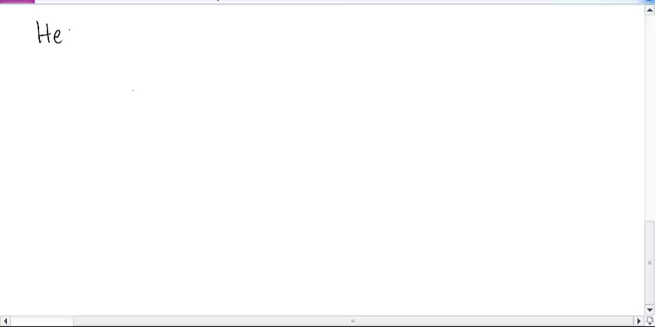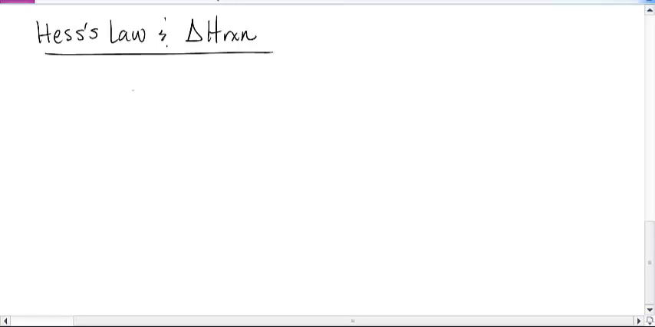Hess's law and delta H reaction. That's what this is about. We've been talking about heat transfer and things like that that deal with a lot of thermo stuff, but now we're going to deal with chemical reactions. So I want you to envision this reaction.